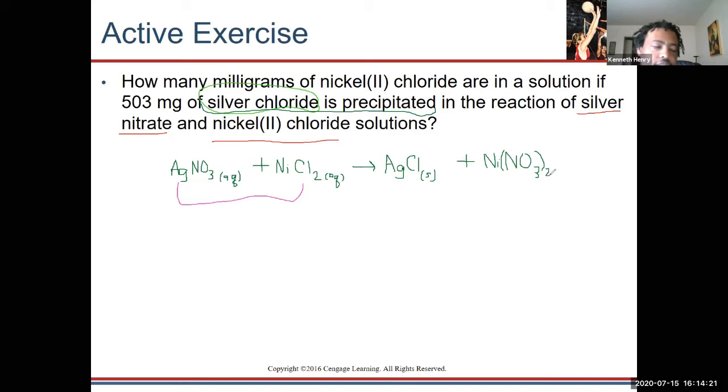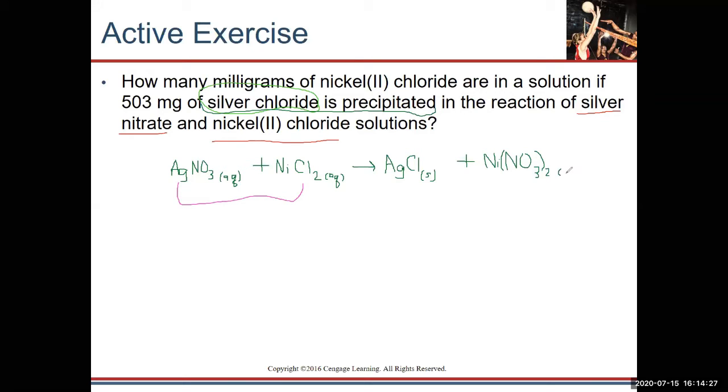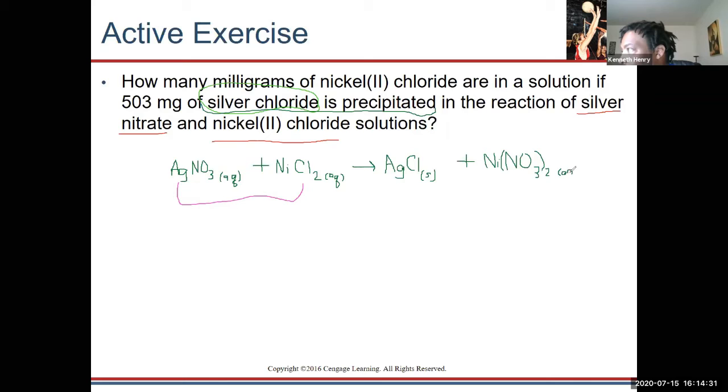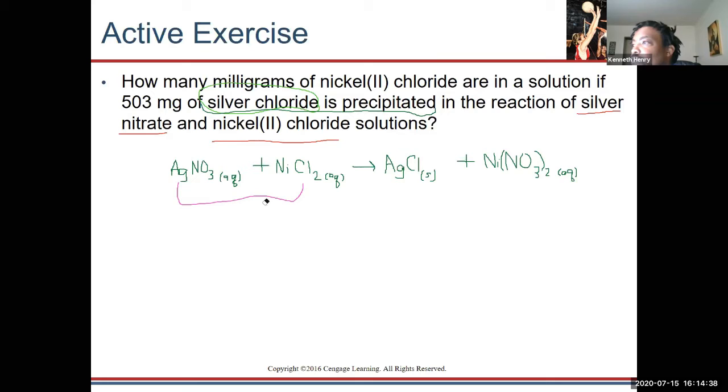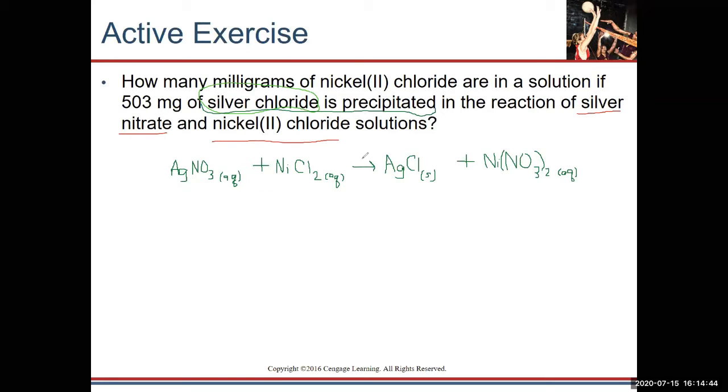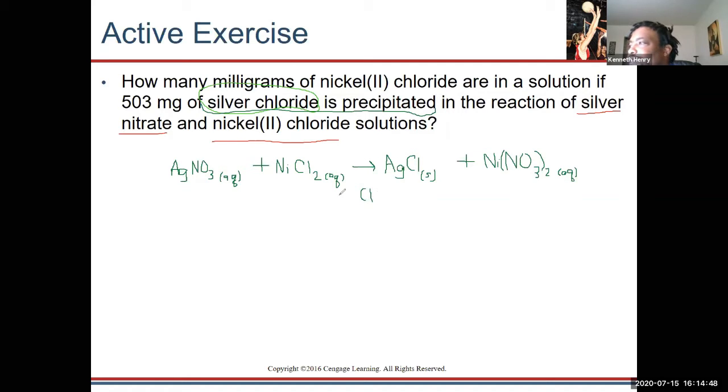Is it aqueous, solid, liquid, gas? Aqueous. Is it balanced? I think it is. Let's do the math. No, it's not balanced. How many chlorines do we have? Two. And then there's one right there.